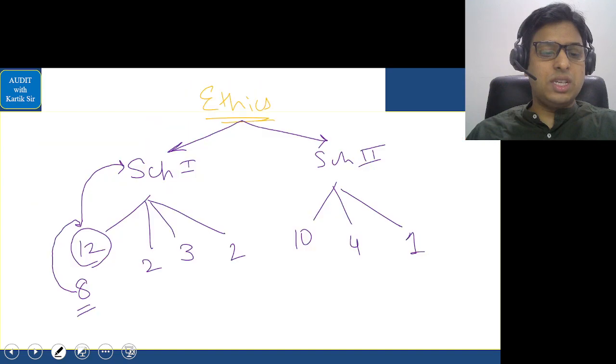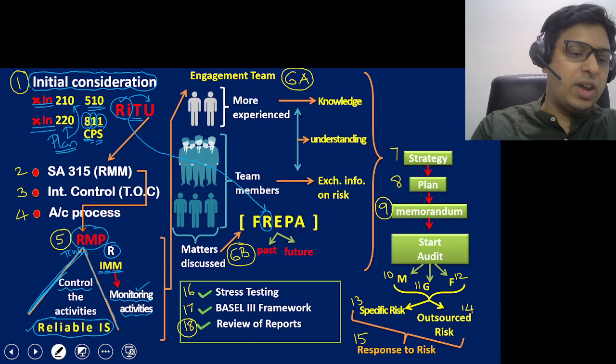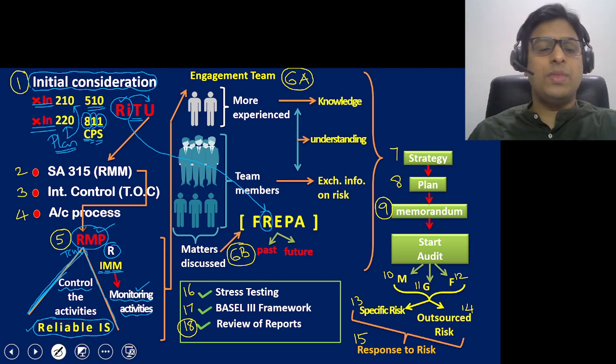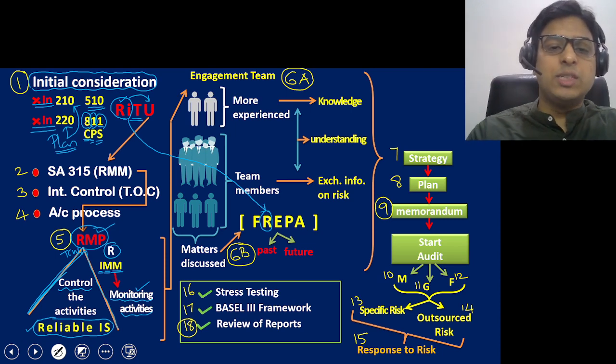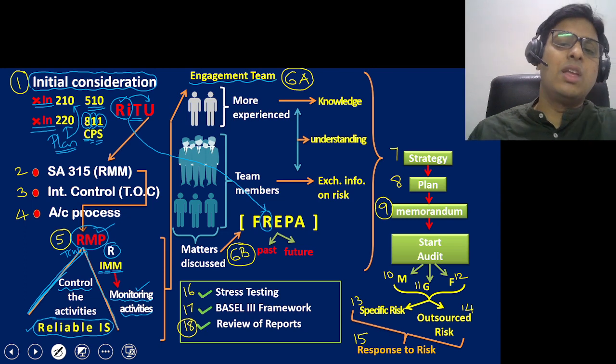That is your five here. Okay, that is your five. So we have completed this area here, and that is your risk management process. Okay. Now the next part is in relation to engagement team. Now let's see this area. The very simple area.